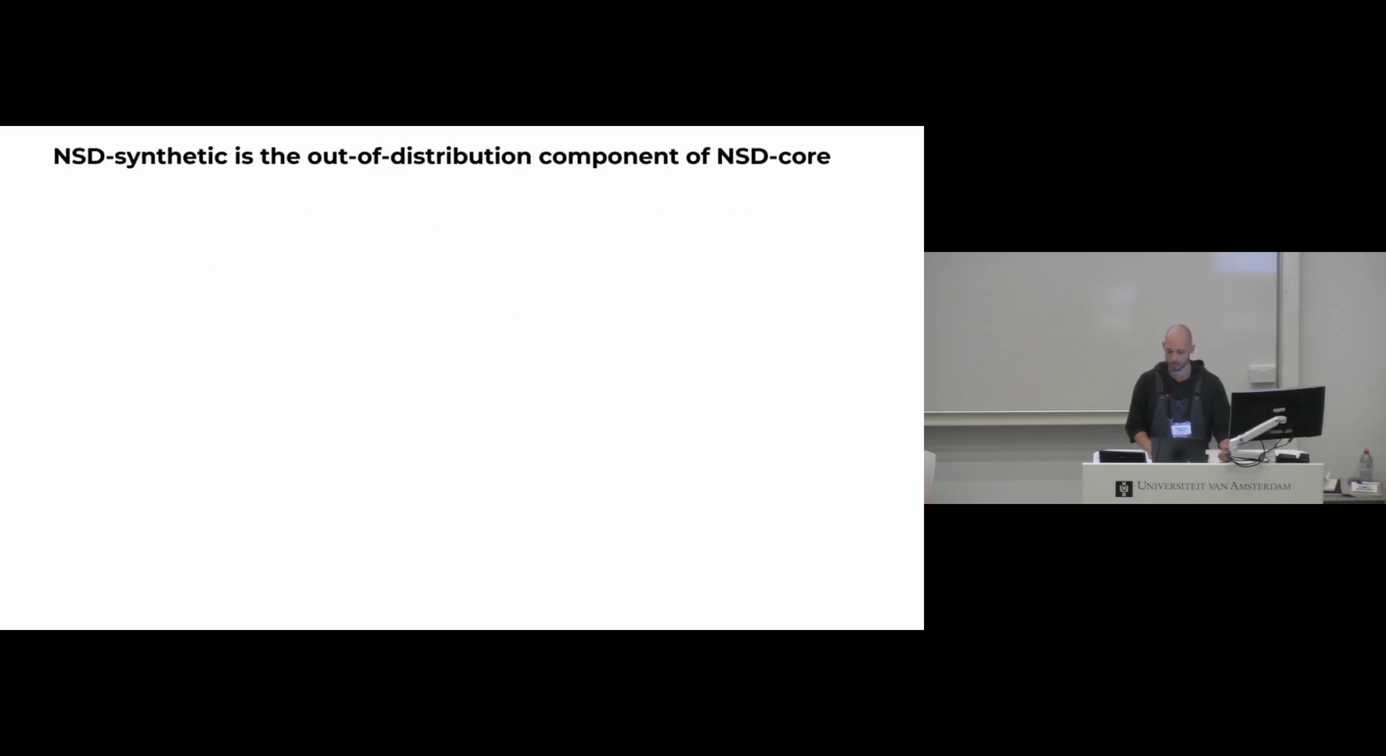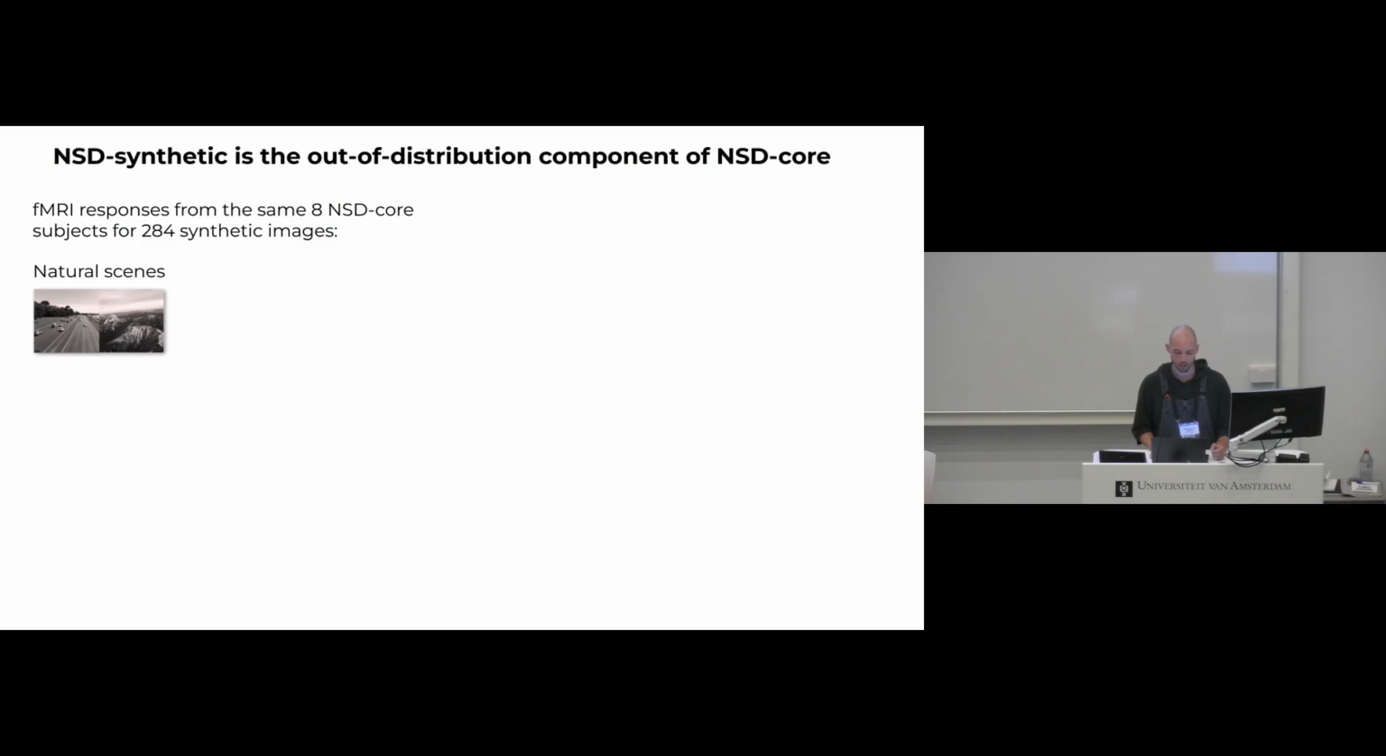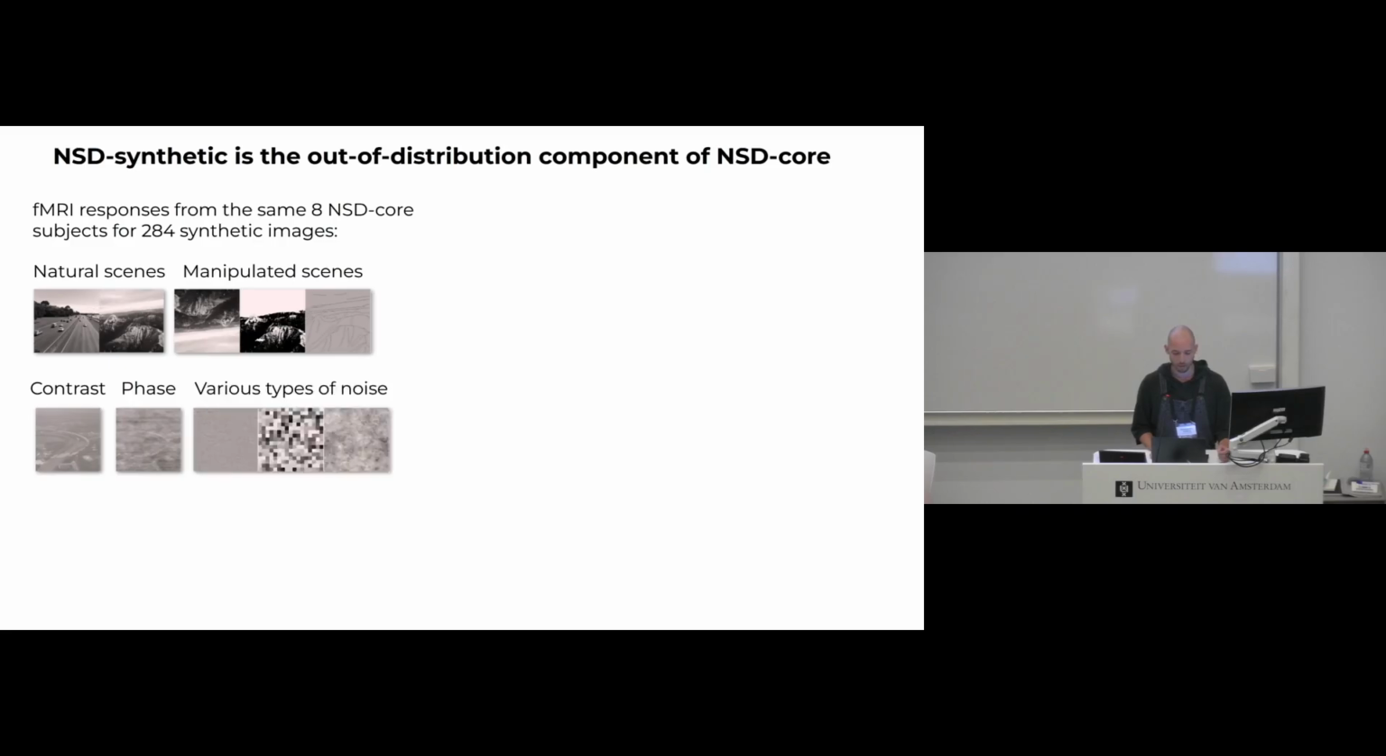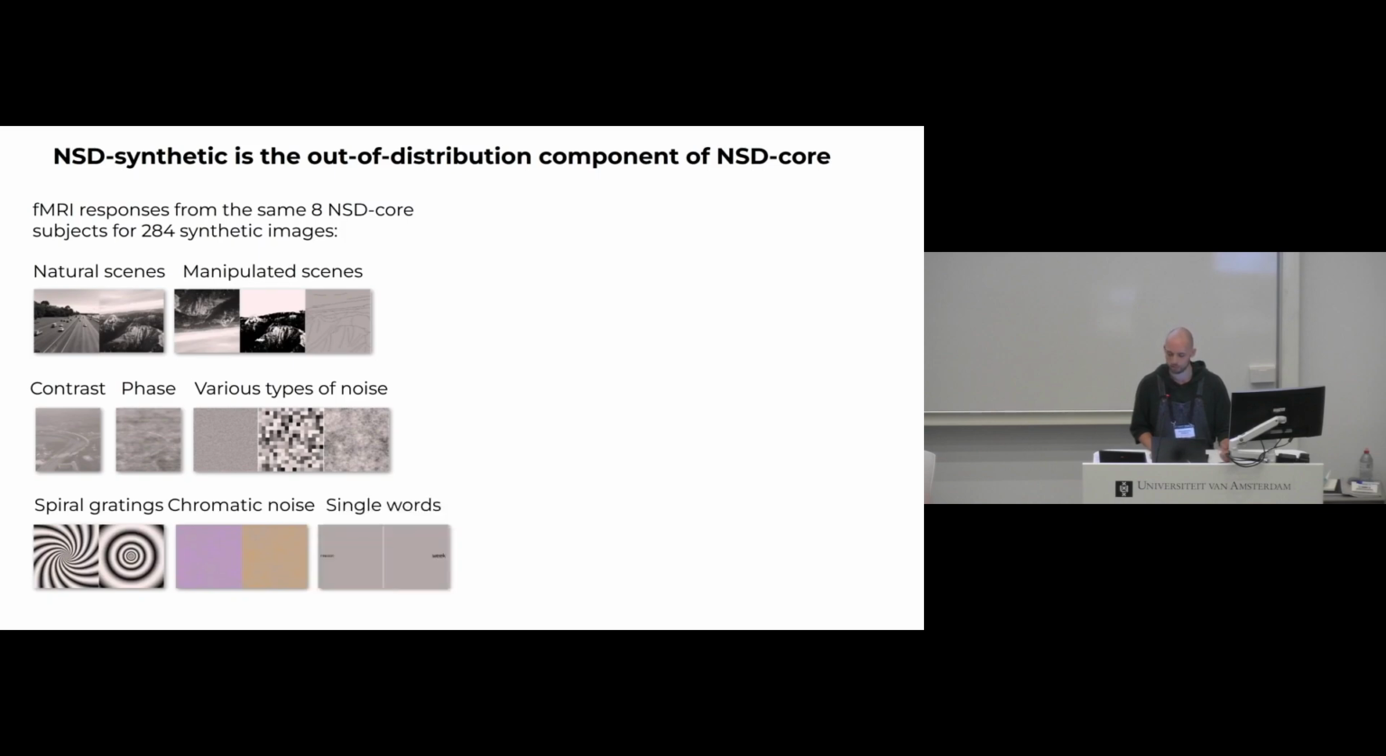So, to enable these crucial out-of-distribution generalization tests, we release a companion dataset of NSD called NSD synthetic. And for the remainder of the talk, I will refer to NSD as NSD core, so as to distinguish it from NSD synthetic. NSD synthetic consists of an additional scan session from the same 8 subjects of NSD core, during which fMRI responses were measured to 284 synthetic images, including natural scenes, manipulated scenes, contrast modulation, phase coherence modulation, various types of noise, spiral gratings, chromatic noise, and single words.